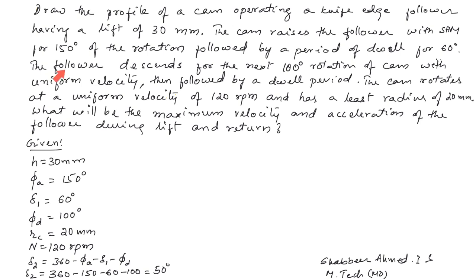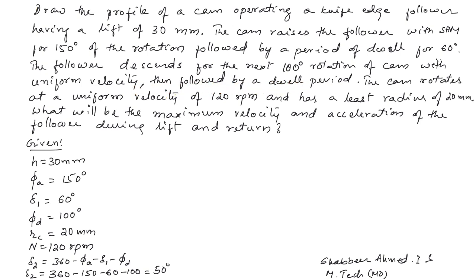Next, after that, the follower descends. Descends means it will come down now. From the top position, it will come down for the next 100 degrees rotation of the cam. So for the next 100 degrees when the cam rotates, the follower must come down with a uniform velocity.